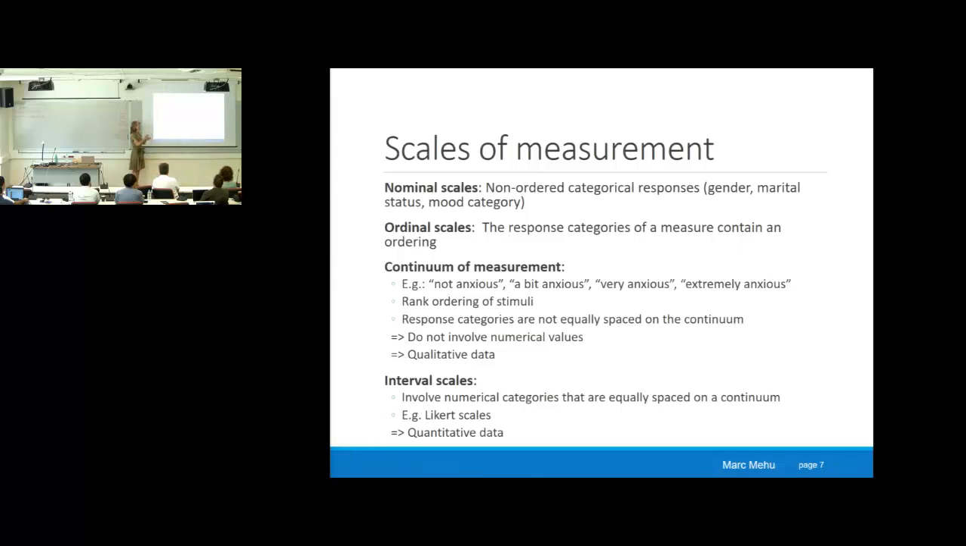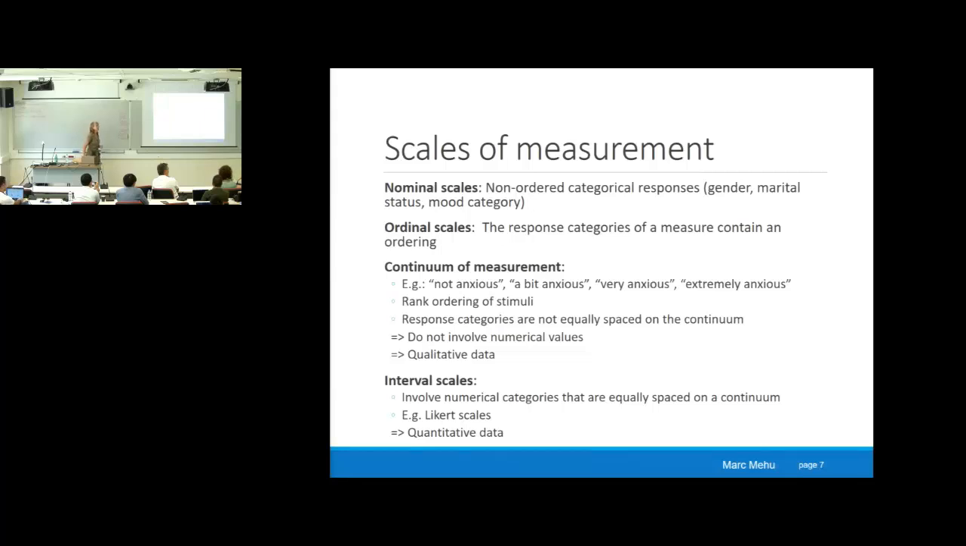You do have ranking of the stimuli, but what you notice here is that the differences between the categories are not uniform. Okay, it's not like 1, 2, 3, 4 that are uniformly separated, like it would be with interval scales. So the difference at the perceptual level between not and a bit is different from a bit and very, and very and extremely. So you have to be sure that depending on the scales you're using, you will have to use different statistical measures.